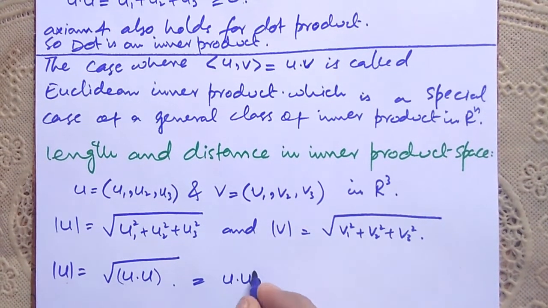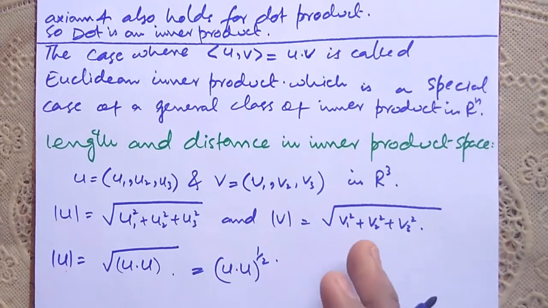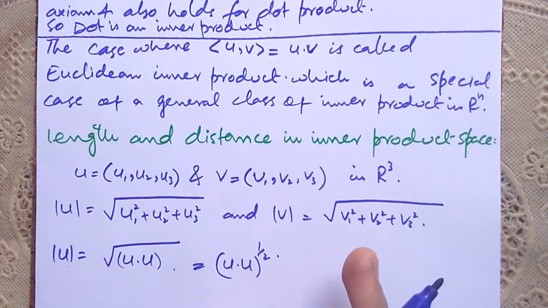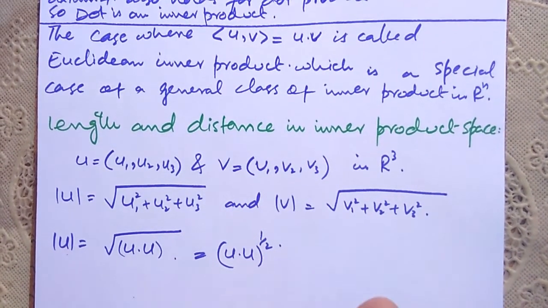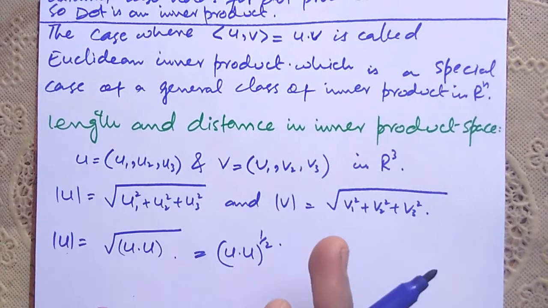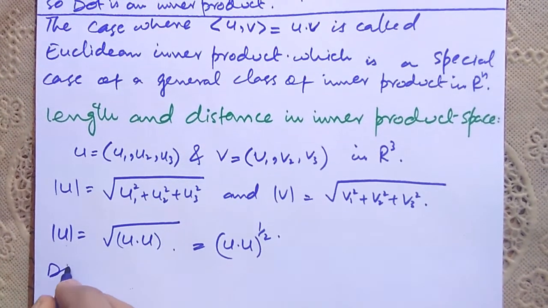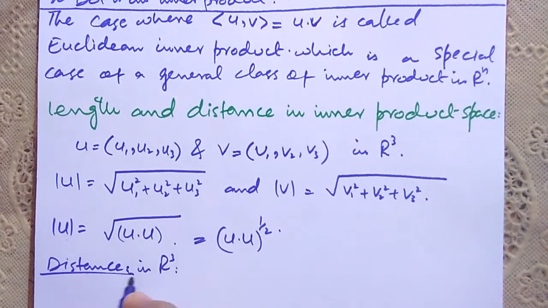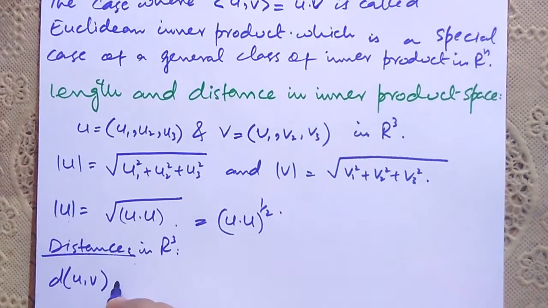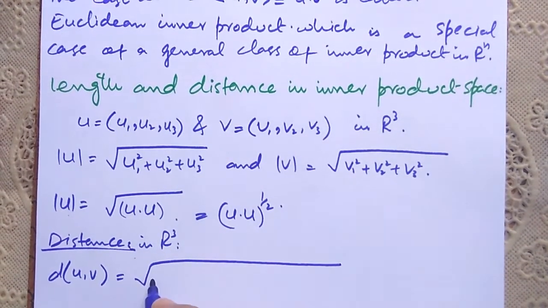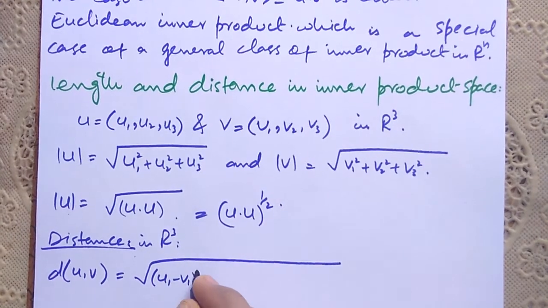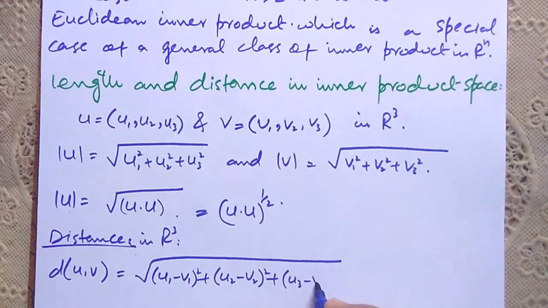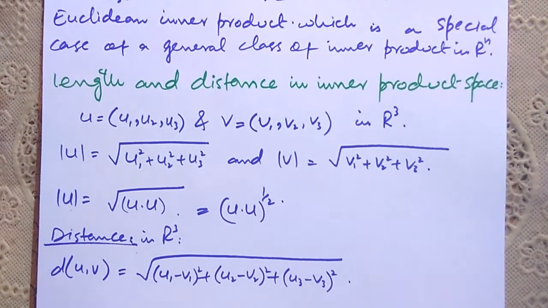Means u dot u whole power 1 upon 2. It means length of a vector in terms of Euclidean inner product is defined as the square root of the Euclidean inner product of u with itself. And what about the distance between u and v? You know, distance between 2 points in R cube is defined as: distance between u and v is equal to the square root of u1 minus v1 whole square plus u2 minus v2 whole square plus u3 minus v3 whole square. It is the distance between u and v.